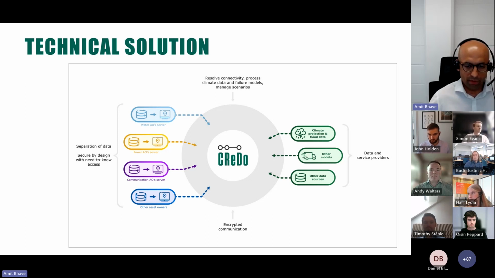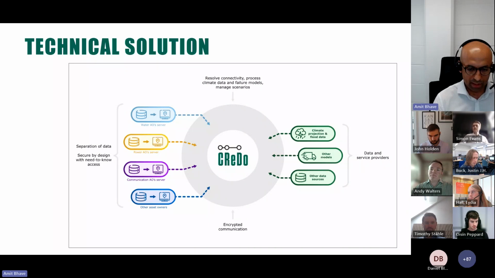In the middle of the diagram, a central node is responsible for resolving the connectivity between assets, simulating asset failures and the impact across the combined network, and finally for managing scenarios, for example, which combinations of climate and asset data are analyzed. On the right-hand side of the diagram, we connect to data and service providers.